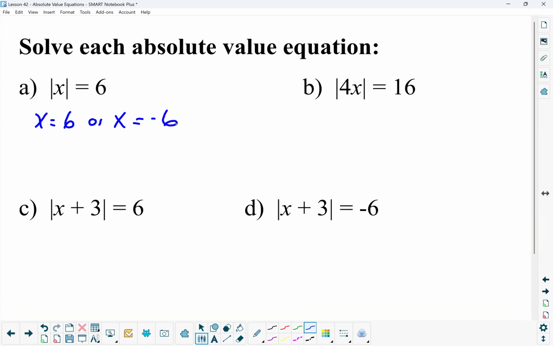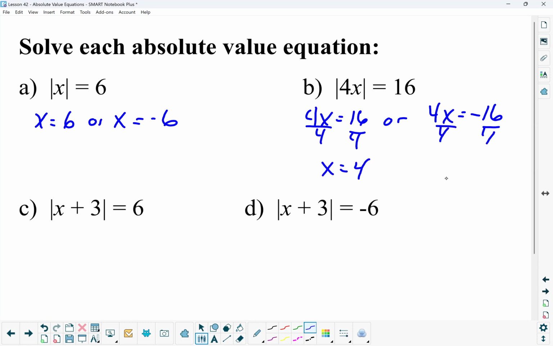The absolute value of 4x equals 16. Again, the absolute value is by itself. So we get 4x equals 16 and 4x equals negative 16. Solving for x by dividing by 4, x equals 4, x equals negative 4.